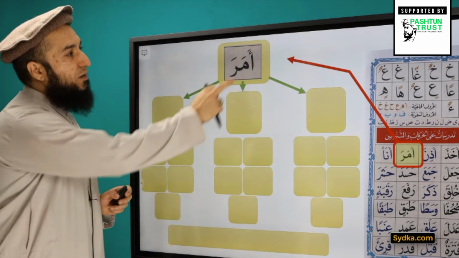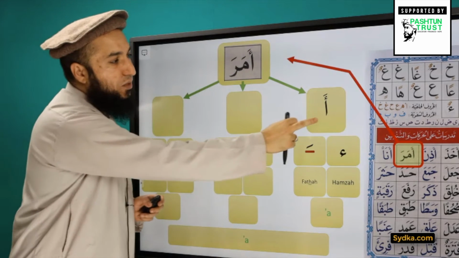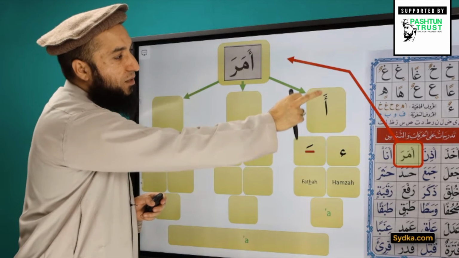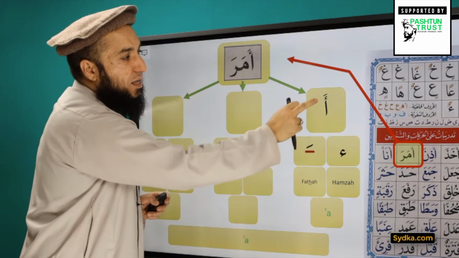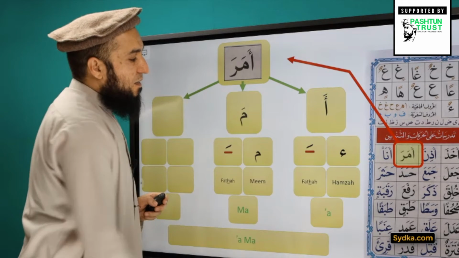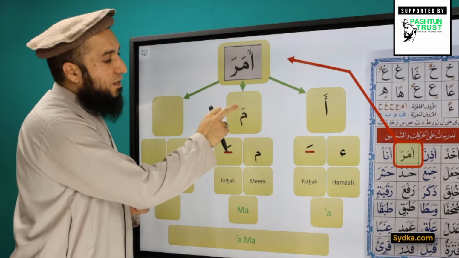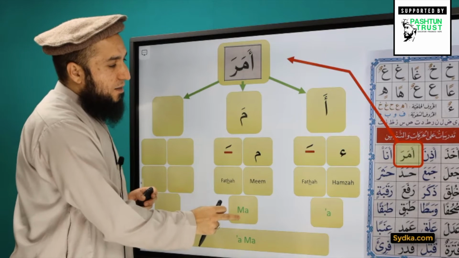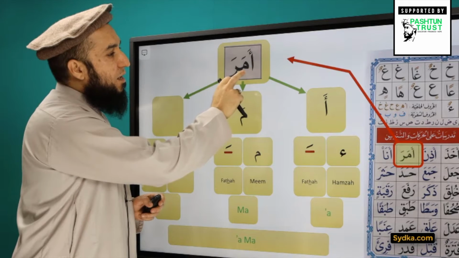The next word we have is amara, which has 3 syllables. The first syllable has alif, which is silent, and then hamza, not silent, and then we have the fatha. Hamza, fatha, a. The next syllable is mim fatha, ma. Mim is not silent, and then fatha. Mim fatha, ma.